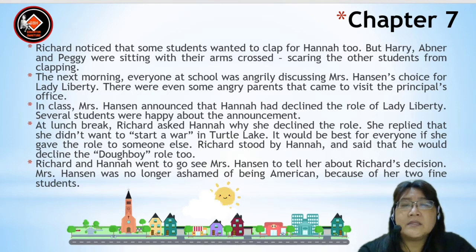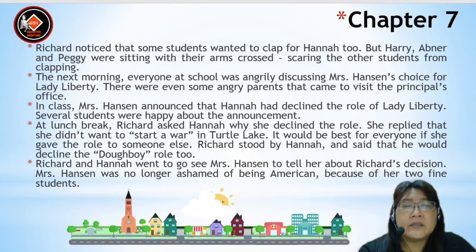In class, Mrs. Hansen announced that Hannah had declined the role of Lady Liberty. Several students were angry about the announcement. At lunch break, Richard asked Hannah why she declined the role. She replied that she didn't want to start a war in Turtle Lake. It would be the best for everyone if she gave the role to someone else.